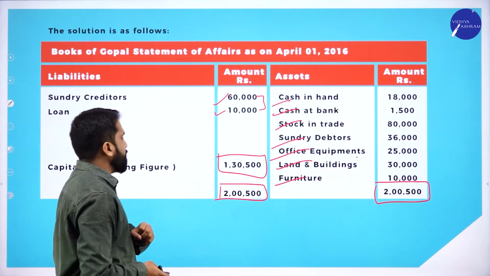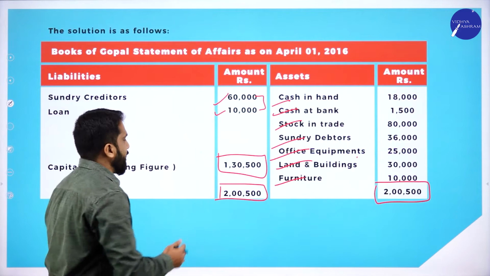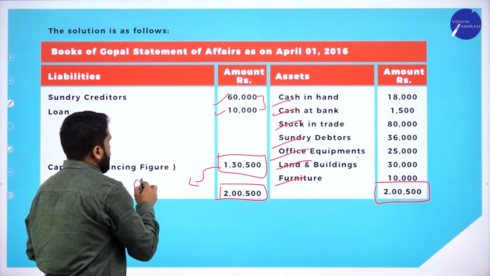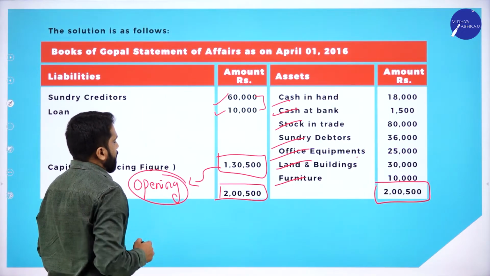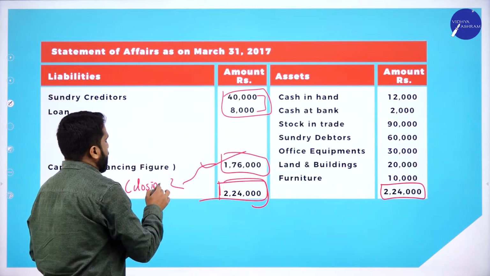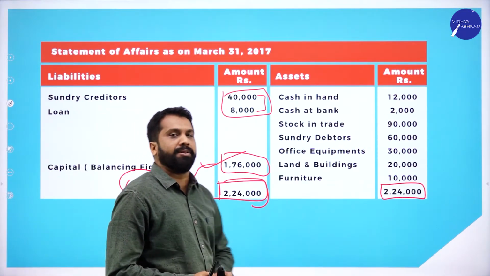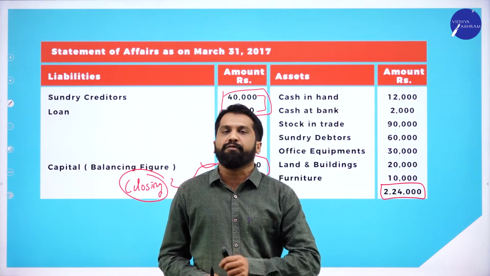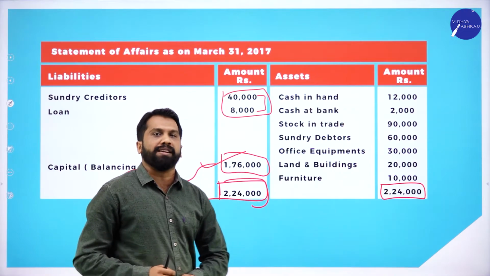I'll go back to your previous one. This will be considered as opening capital. I'll write down: this is your opening capital and this one is your closing capital. Once you're done with opening capital and closing capital, we can go for profit and loss account.